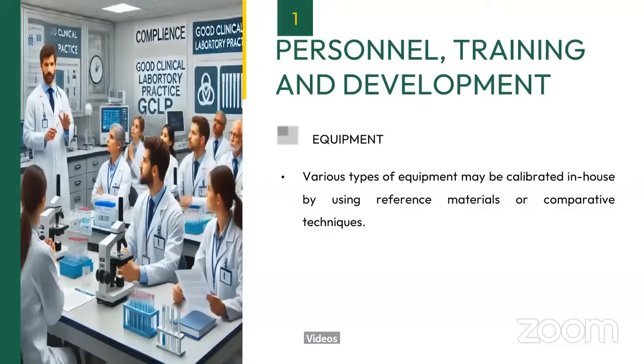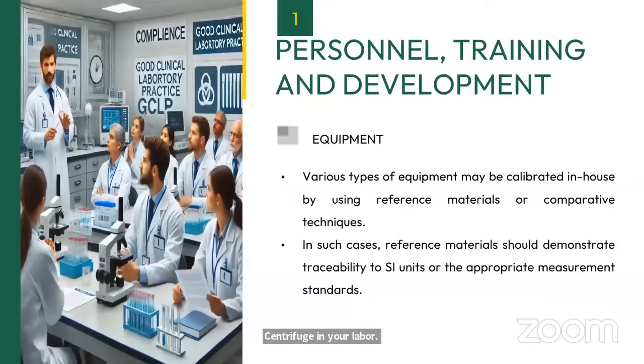Now, many times we have seen most of the time centrifuges are calibrated in-house because it is not possible to send the centrifuges outside. So whatever calibration methods or materials you are using, appropriate reference materials and reference techniques or comparative techniques should be available. So you should have an appropriate tachometer, which is calibrated, when you are calibrating a centrifuge in your laboratory. In such cases, reference material should demonstrate traceability to the SI unit or appropriate measurement standard. So there should be appropriate traceability if you are performing any in-house calibration.